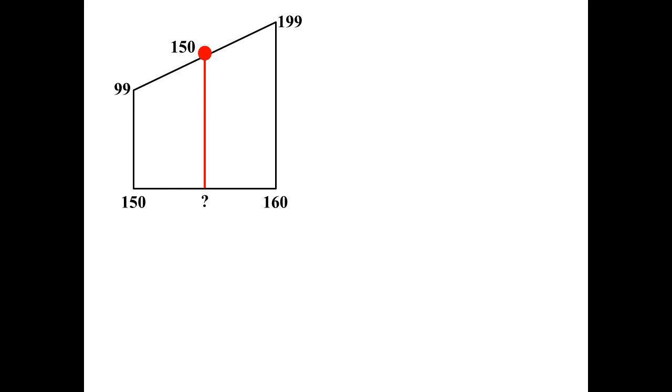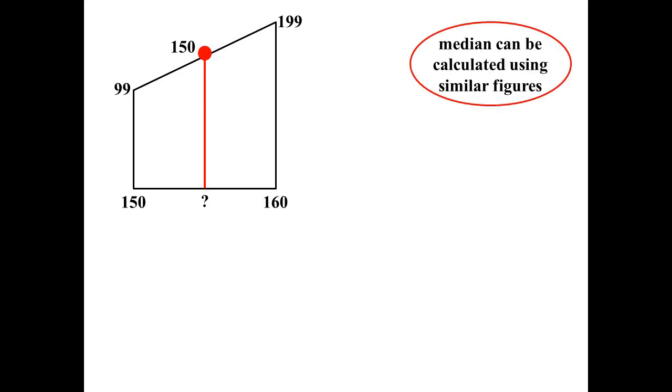If we just look at that particular one. So the left-hand side of it was at 150, and that had a frequency of 99 at that point. 160 had a frequency of 199. We want to know what had the frequency of 150. And basically we've got similar shapes there. That will work it out. Now where do all these numbers come from? Okay, 150 is where we're starting from. So I know it's going to be 150 plus something. What's it going to be plus?